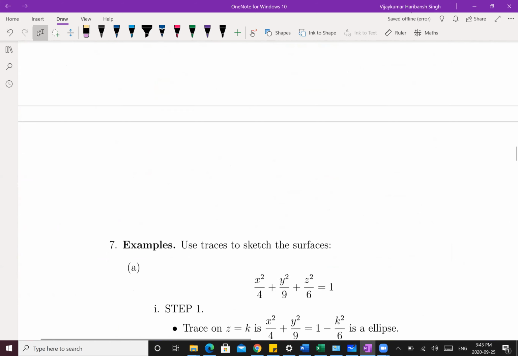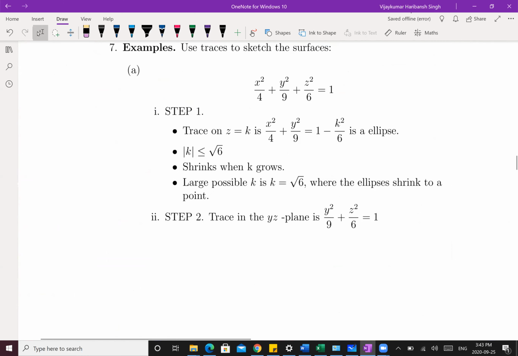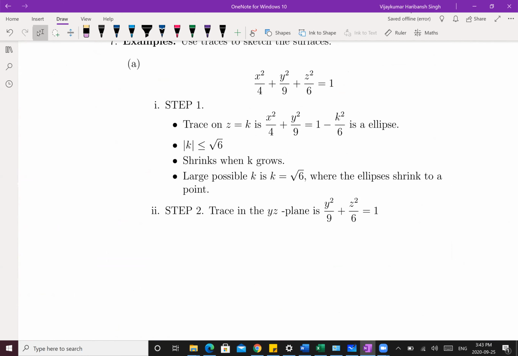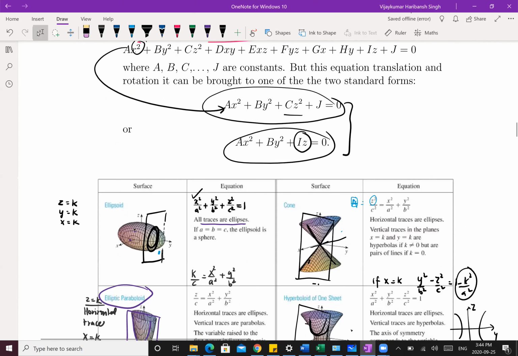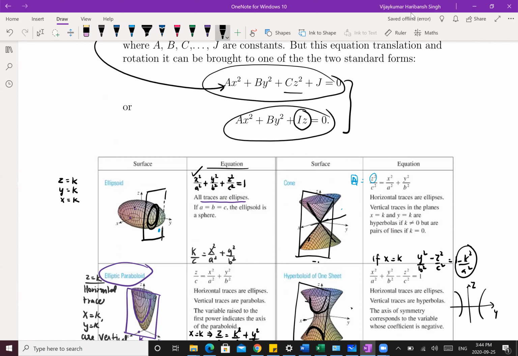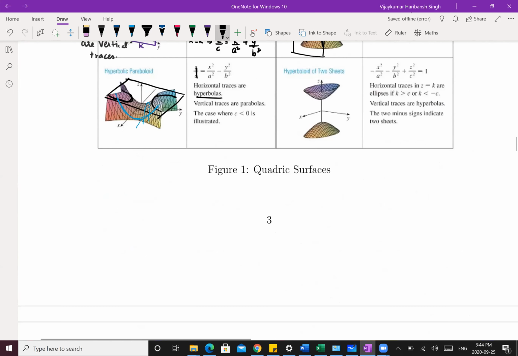So now let's look at the following: x squared by 4 plus y squared by 9 plus z squared by 6 equals 1. And let's understand what it is. First of all, if you compare it with the known equations, it looks like it is of the following form. So it is an ellipsoid. However, how do we get to it?